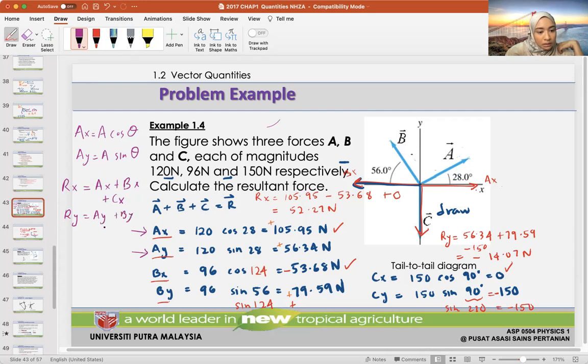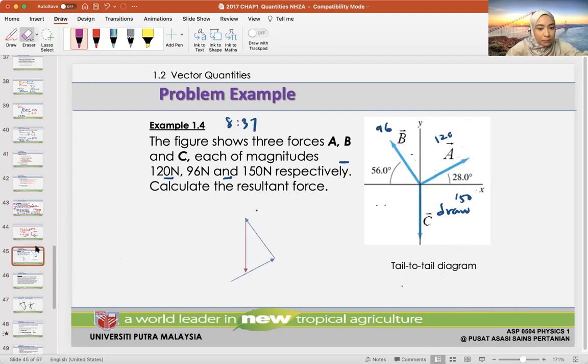AY, BY, CY. Okay, so some of you made the mistake of just adding the vectors like this: resultant equals A plus B plus C. They said A is 120, and directly added 120, 96, 150. This is wrong because these vectors have direction. Their directions are all over the place and you cannot add them just like that. Unless you're doing the graphical method, then you can draw, tip to tail or tail to tail method. But for the component method, you have to resolve it into its components.